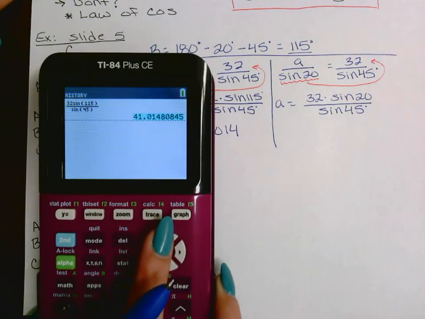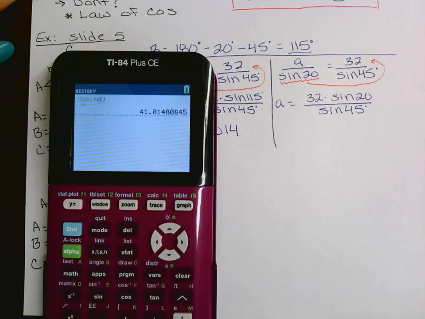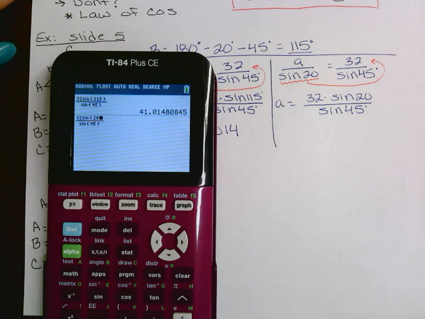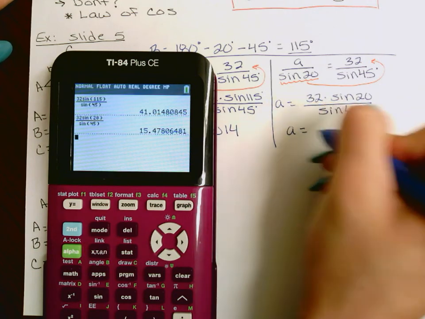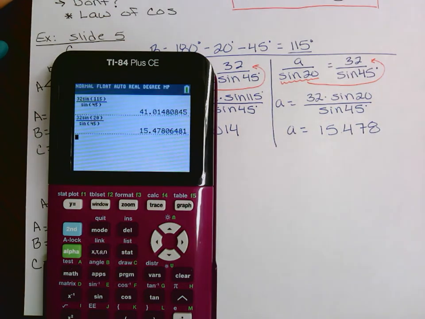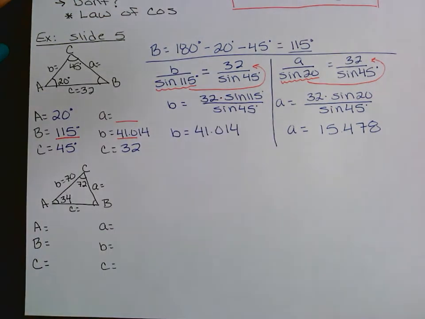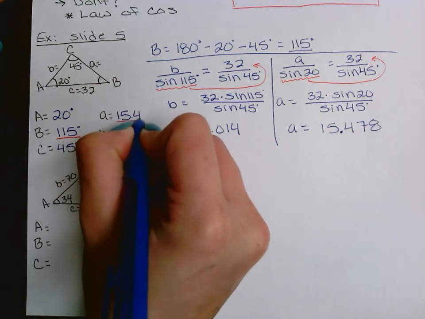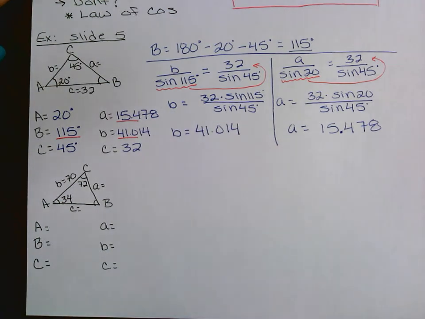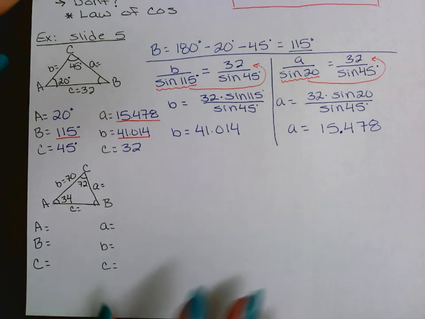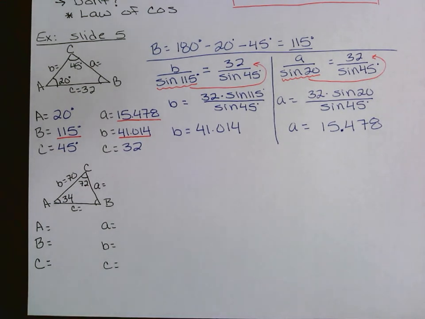So if you're on your calculator, I'm going to scroll up, press enter, change that 115 to a 20, and press enter. And you should get that a is 15.478. All right. And with that, we have finished filling out all of our blanks. And we're done with this problem. I'm going to give you guys a minute to solve this bottom one on your own, and then we'll come back and fill it out.